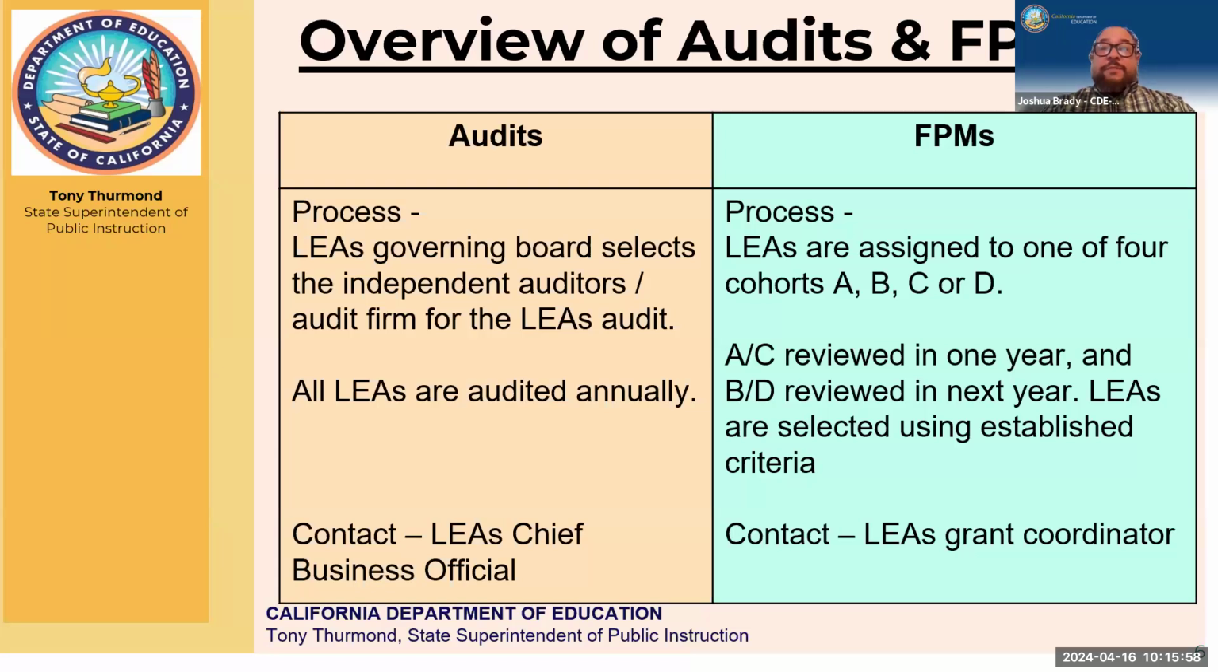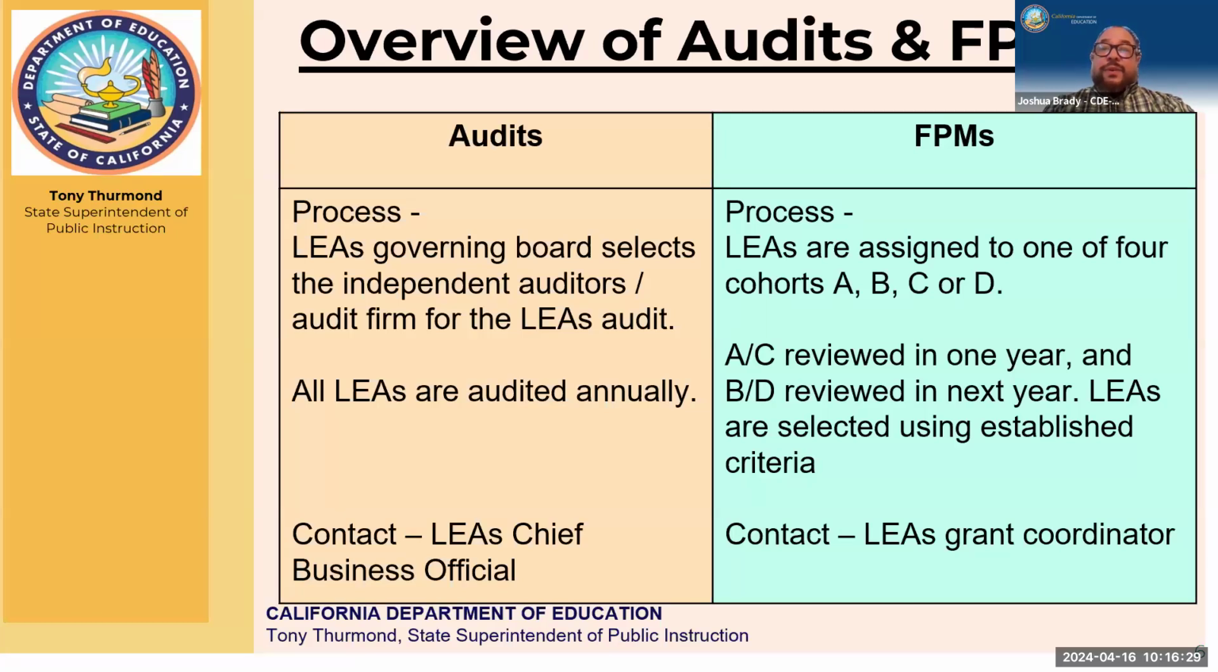In the process for FPMs, at the California Department of Education, we actually have our own federal program monitoring office. That office is led by an administrator as well as education programs consultants who are the review team leads. They're the ones that coordinate all the reviews with all of the program offices. And so the LEAs are assigned to one of four cohorts, A, B, C, or D. A and C are reviewed in one year, and then B and D are reviewed in another year.